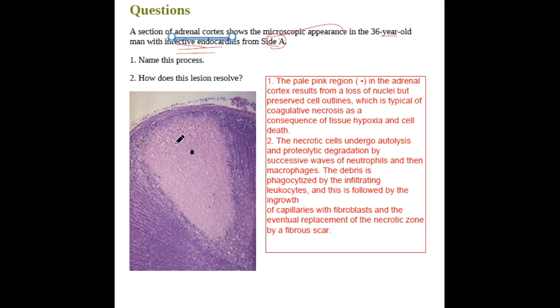Here you see a pale region with loss of nucleus. Here you can see clear nuclei which are blue colored, but in this area there is no nucleus seen. So this is a coagulative necrosis.